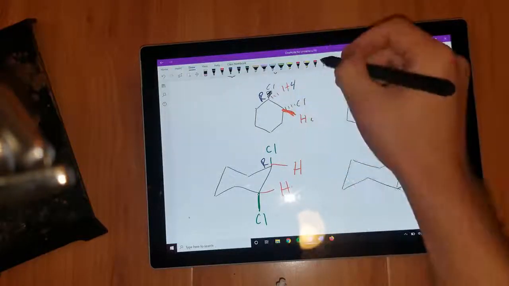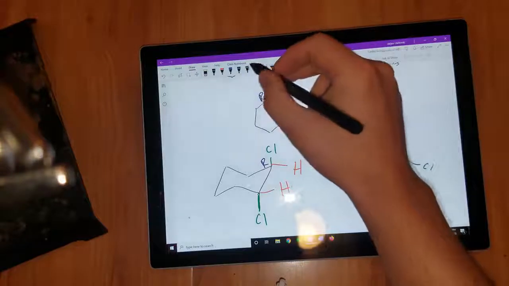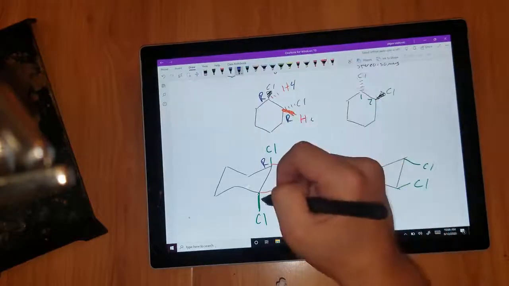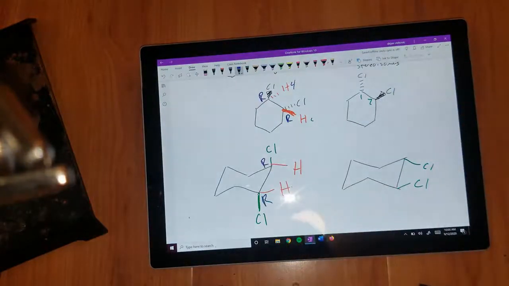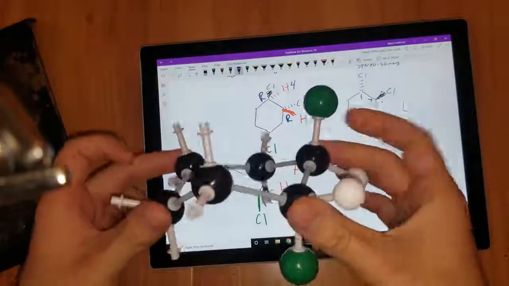Pick a different color for this. Red, I guess. No, blue. R, R. And we have it drawn, or we have the model right here.